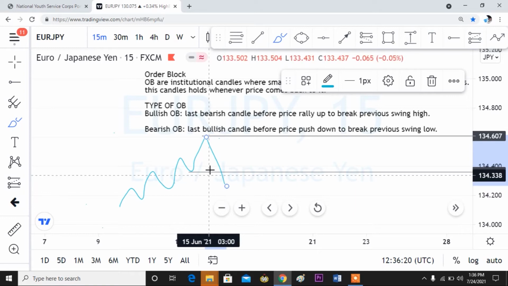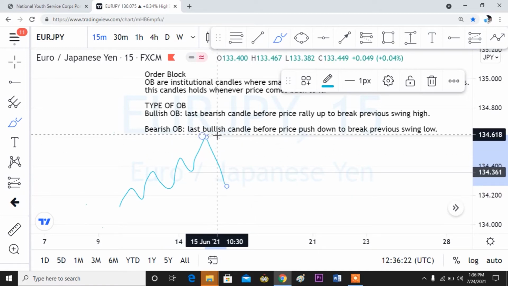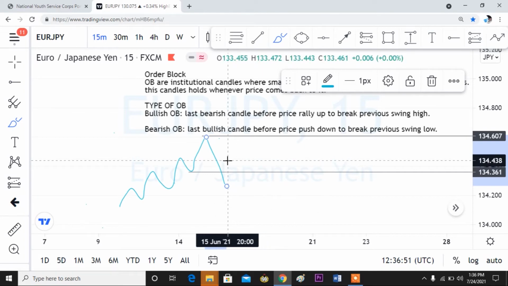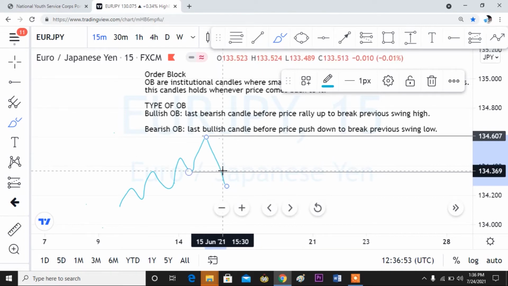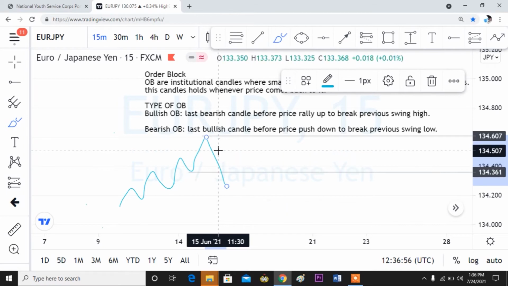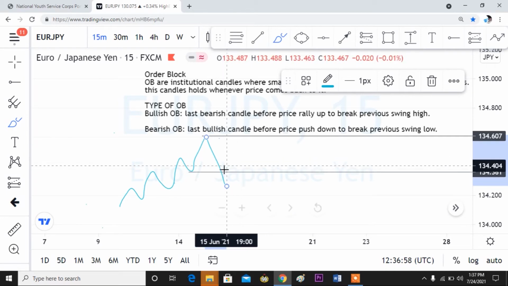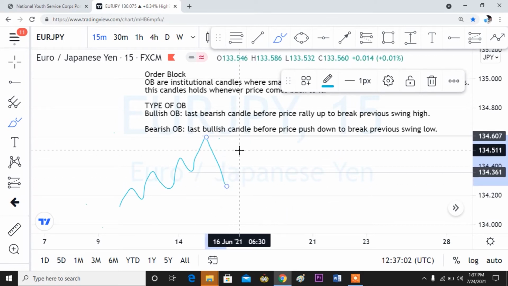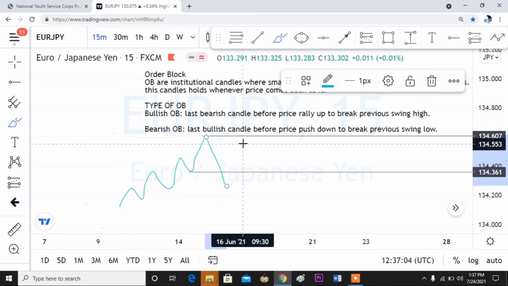If the price breaks the swing high, which is this high here, we'll be looking for what we call the bullish order block. We're waiting for price to pull down to the previous market structure and look for the bullish order block. But if the price breaks the swing low, we'll be looking for the bearish order block. We're waiting for price to rally up to the previous market structure and short the market.